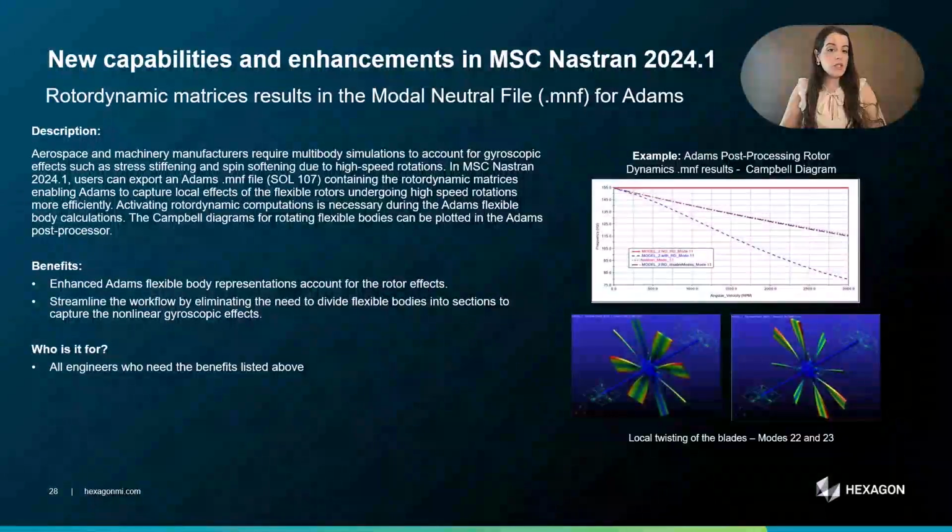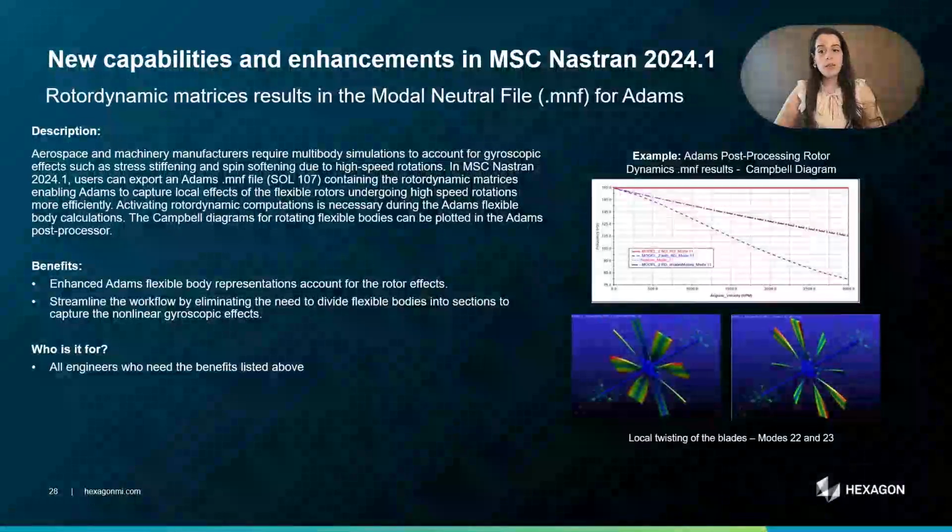to high-speed rotations. In MSC Nastran version 2024.1, users can now export an Adams MNF file containing the rotordynamic matrices, enabling Adams to capture local effects of flexible rotors undergoing high-speed rotations more efficiently. Activating rotordynamic computations is necessary during the Adams flexible body calculations.